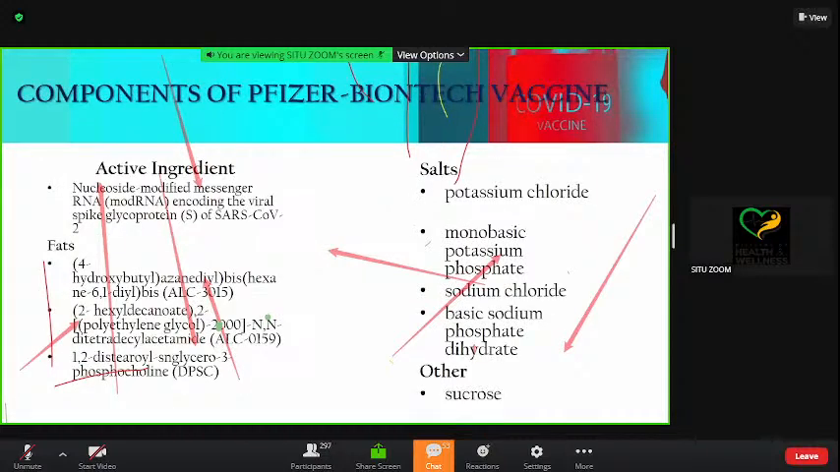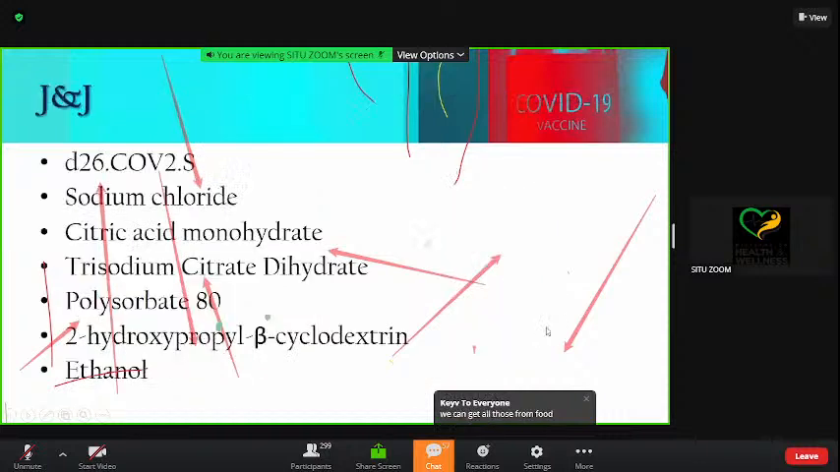Pfizer is the one for your kids. It has some fats in it, some salts, some sugar, plus it has the messenger RNA that codes for the protein, the spike that is on the coronavirus. No dead baby, no pork, no animal tissue at all. Johnson & Johnson, coming soon, same thing. Doesn't have any of those things in it at all.